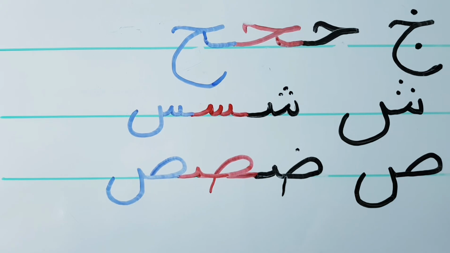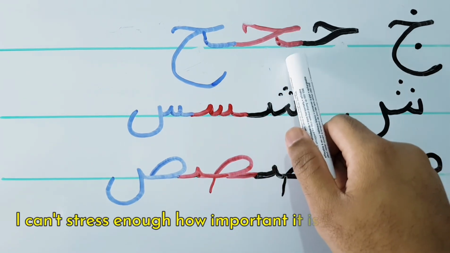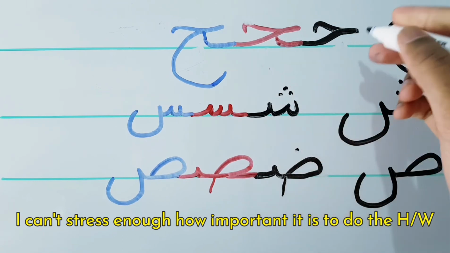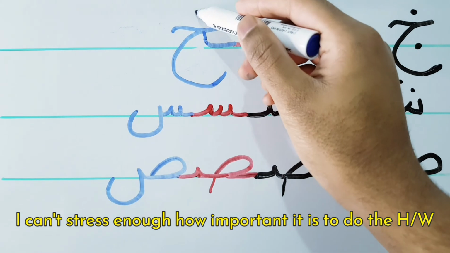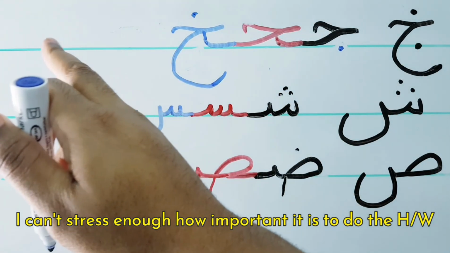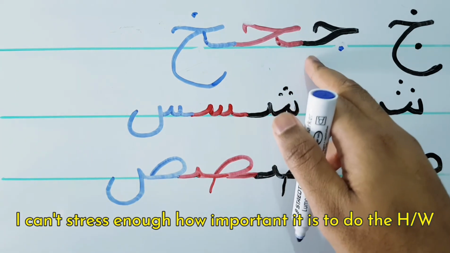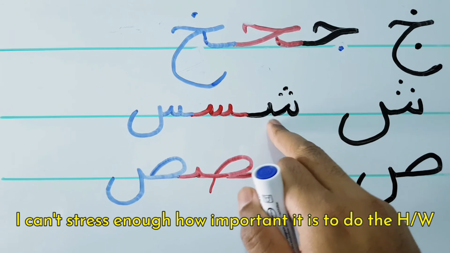I hope this is understood. For homework, I want 1 row of this. This you're going to do it Jim. This is going to be Ha, and this is going to be Kha. So 1 row of this, however many you can fit in 1 line. This is for homework number 1. Homework number 2 is this one, 1 row of this.